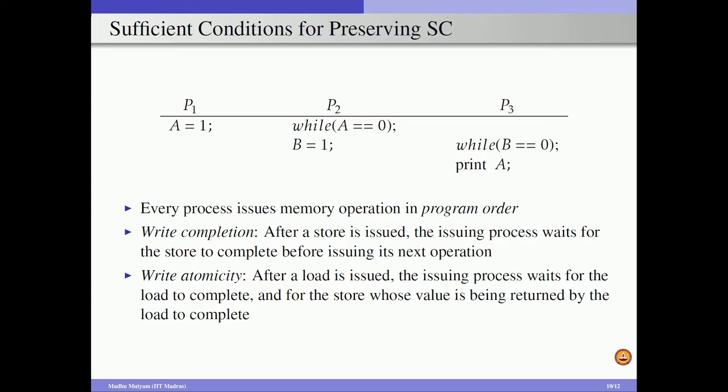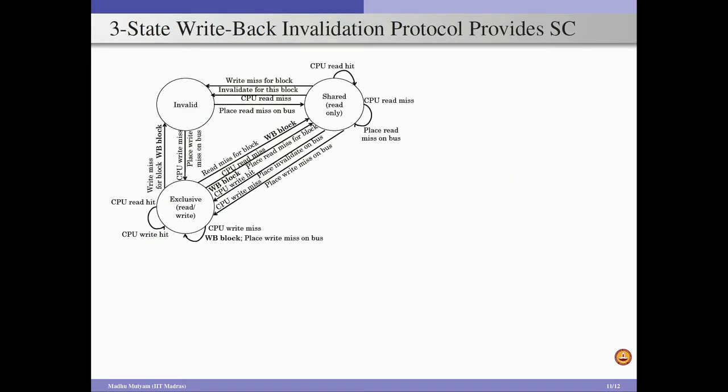And also we have to issue the instructions in the program order, and this program order condition will be for each of the programs. So, now we will see whether our 3-state write back invalidation protocol, whatever we discussed as part of cache coherency protocol, will provide the sequential consistency or not. So, for sequential consistency, we have to ensure that our sufficient conditions are met. The first one is issuing the instructions in the program order. So, here we assume that all our programs are issuing the instructions in the program order. So, we do not have to worry about the first condition. But the second condition is the write completion, and the third condition is write atomicity.